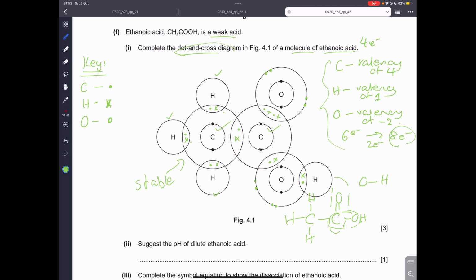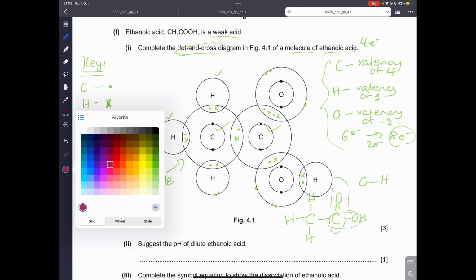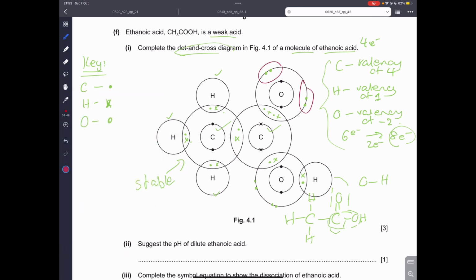Now always recheck your drawings. Make sure you don't miss the outer electrons like these ones.